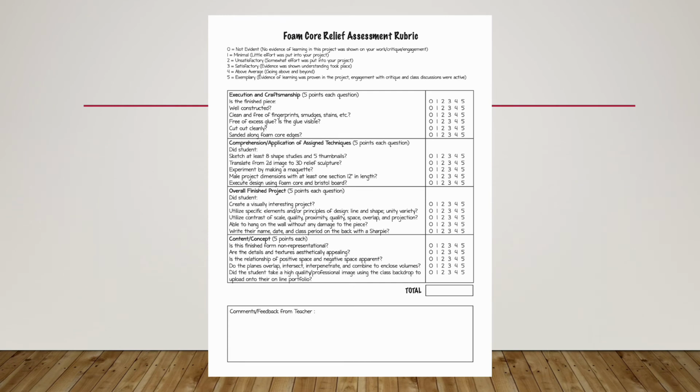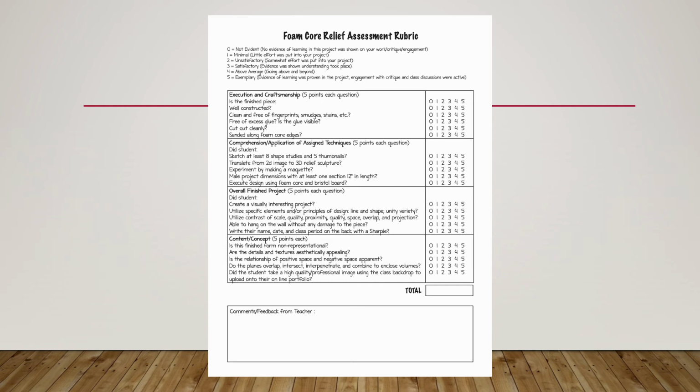The assessment is broken down into 4 areas that consist of the execution and craftsmanship, the comprehension of the assignment, the finished product as a whole, and the content and concept of the piece. Each question has a point from 0 to 5. 0 is not evident. The student either did not do anything, submit anything, or the teacher can tell that the student just didn't apply themselves.